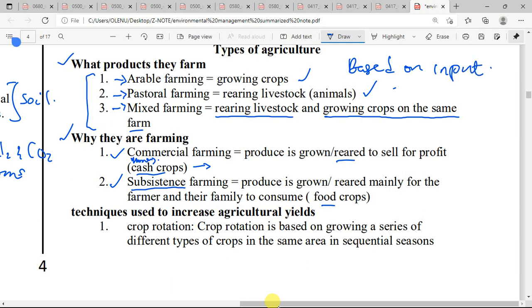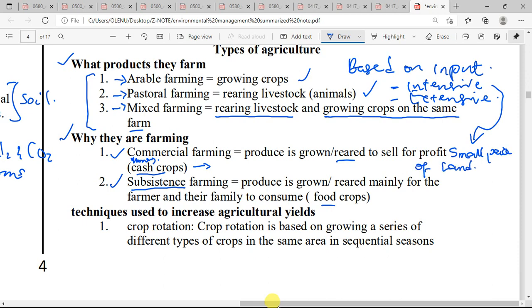Based on input, we can have intensive and extensive farming. Now, in intensive farming, what is done is you have a small piece of land, for high input.